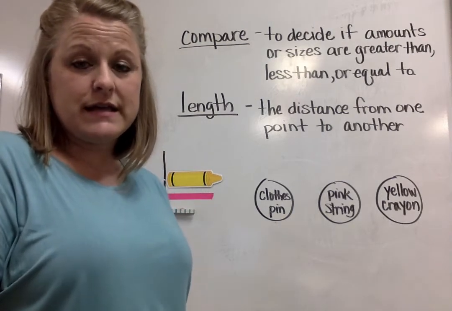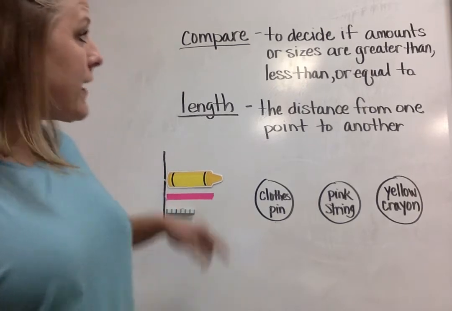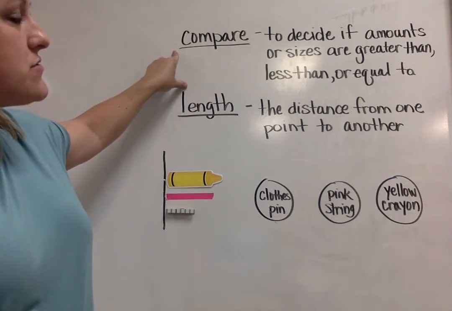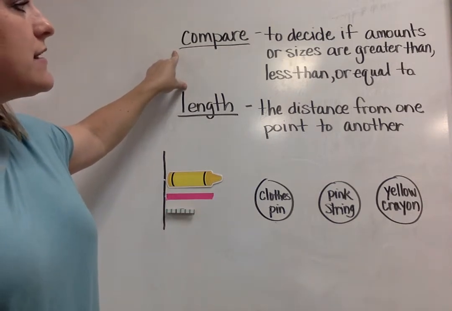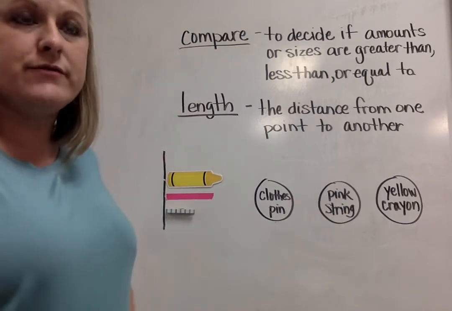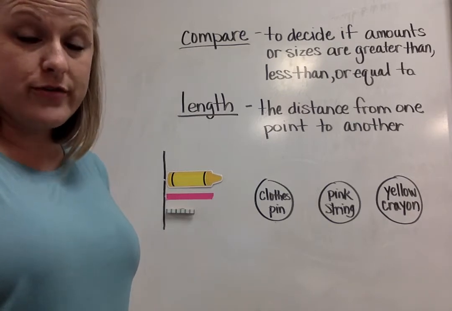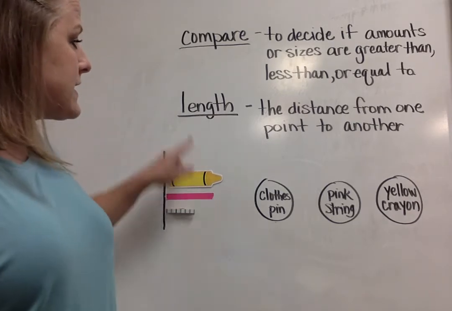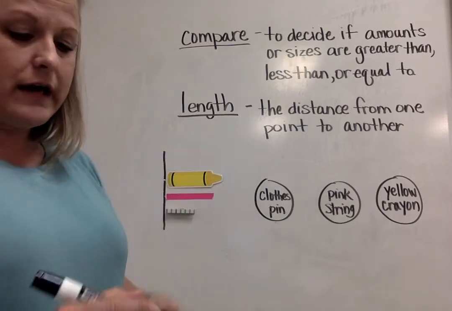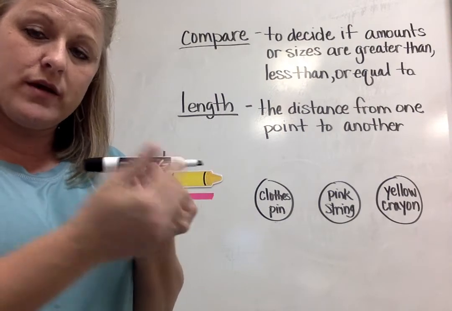This week in lesson 32 of math, we are still comparing lengths. Let me remind you that to compare something means you're going to decide if the amounts or sizes are greater than, less than, or equal to. Last week we used different vocabulary words like shorter than, longer than, taller than, and length, the distance from one point to another.